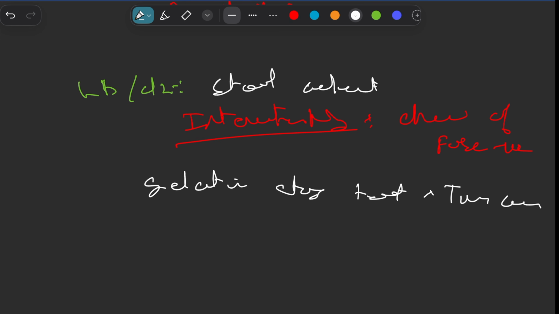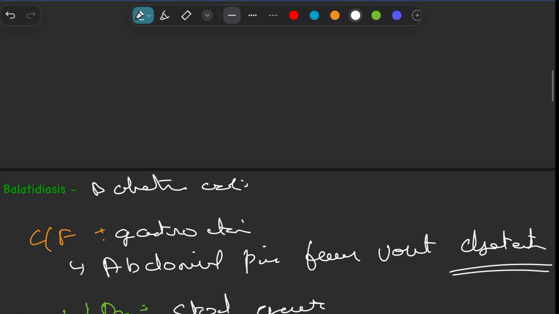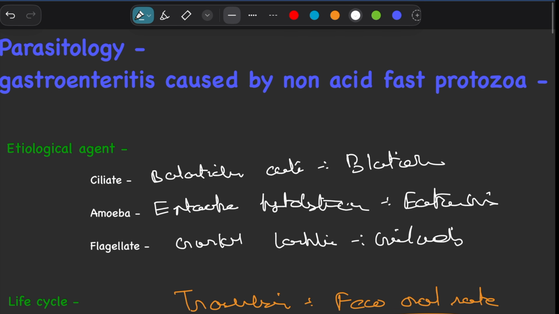Okay, that's all for today. Next we'll do the acid fast protozoa causing gastroenteritis. Thank you.